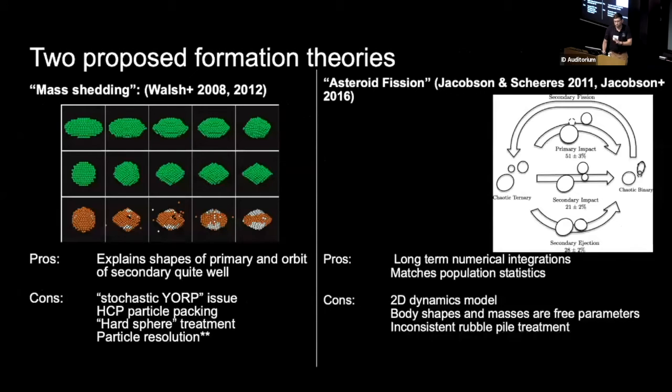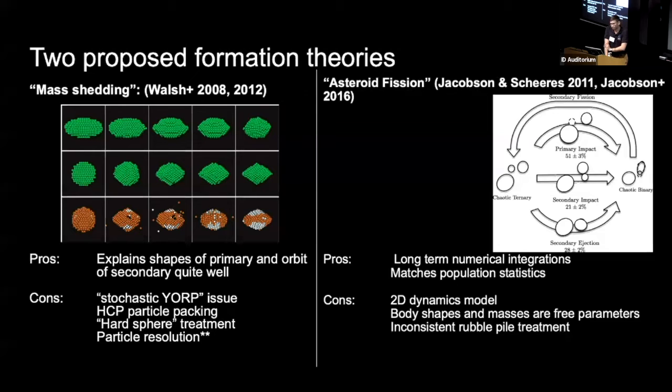Okay, so there's two sort of proposed formation theories. They're both sort of rotationally driven, but they differ on the exact details. So the first one is this sort of slower mass shedding process. These are some old PKDGRAV simulations. They do a good job of explaining the architectures of these bodies, but run into a few issues because the idea here is that you're slowly shedding mass as you're spinning up, but if YORP is stochastic, it's really hard to do that. These simulations use hexagonal close packed particles. They use this hard sphere treatment, which is probably not the best way to deal with prolonged contacts of granular systems. And then the particle resolution is kind of low.